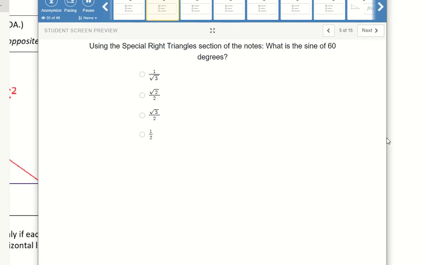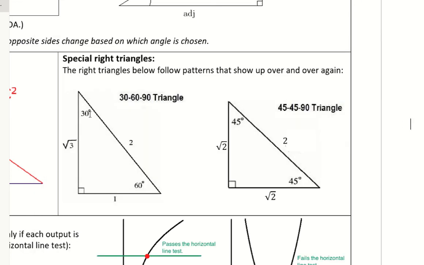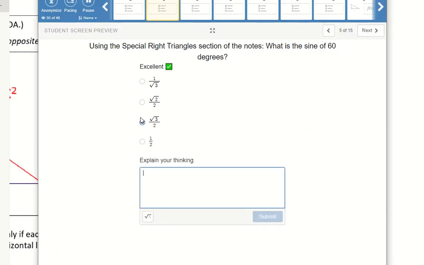Let's see, what is the sine of 60 degrees? Well, just like we saw before, it's going to be the same thing because it's the opposite of 60, which is the same square root of 3 leg over hypotenuse. Over 2. So root 3 over 2. Sine equals opposite over hypotenuse.